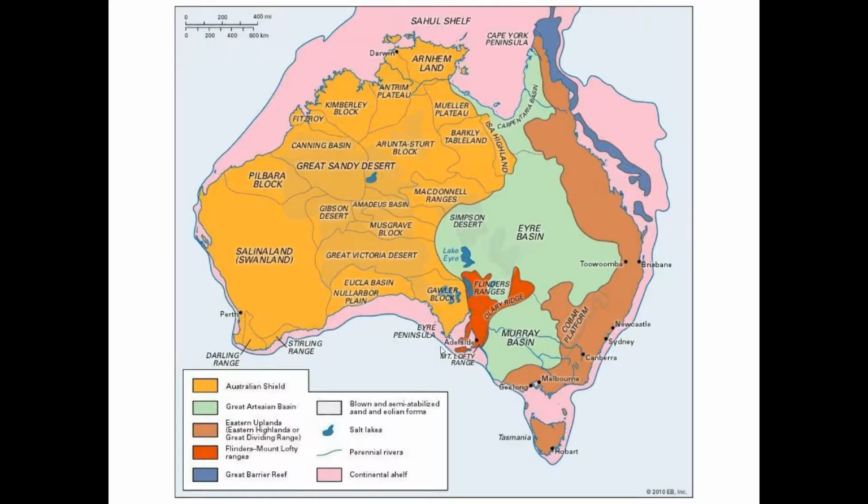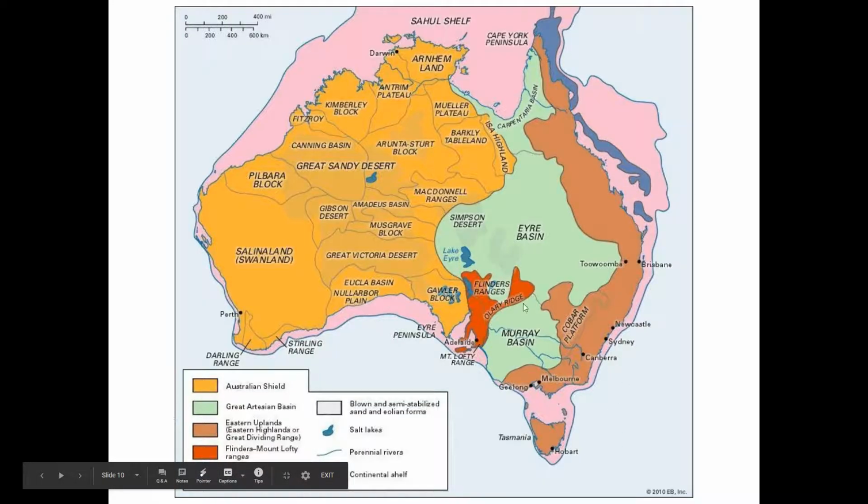And here you can see a breakdown. There's the Australian Shield, that area right there. The pink is the continental shelf, and interestingly enough, over here is something called the Great Barrier Reef, which you can see in blue. And so that is the largest coral reef. It's actually the largest living thing on the planet. And you can see there's some salt lakes in the middle of Australia here, perennial rivers, which keep going.